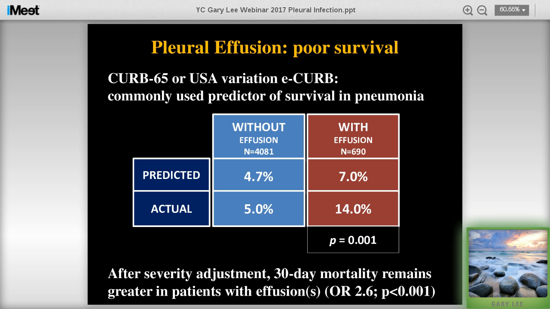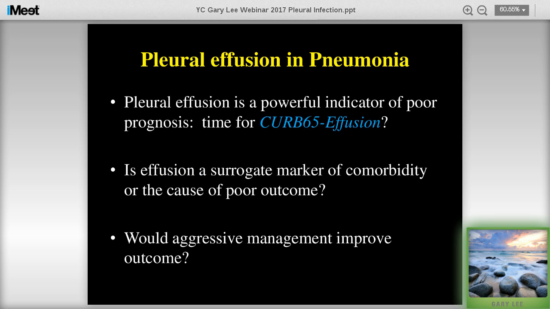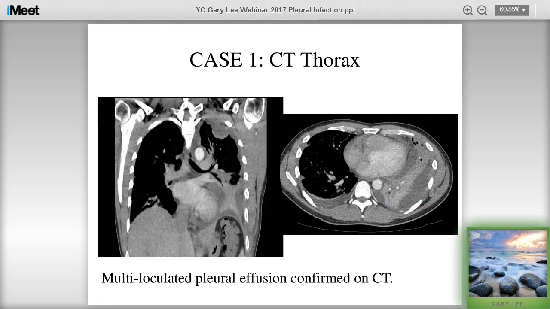And the statisticians did a lot of adjustments, but accounting for all the other variables, the 30-day mortality is still at least twice as high in patients who present with a pleural effusion. So pleural effusion is a very poor indicator of prognosis in people with pneumonia, especially if they are present at the start of presentation. Whether it is actually directly contributing to the poor outcome or whether it is just a marker of comorbidity, we don't really know at this point.